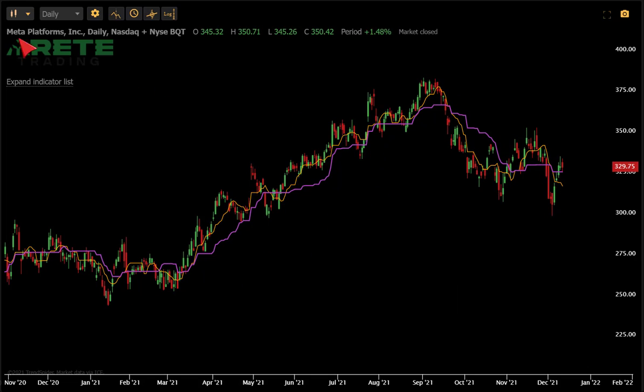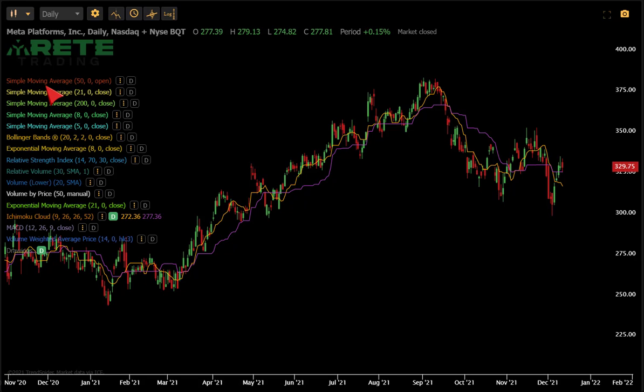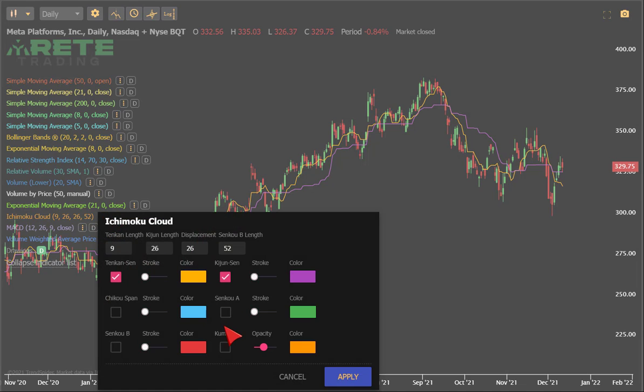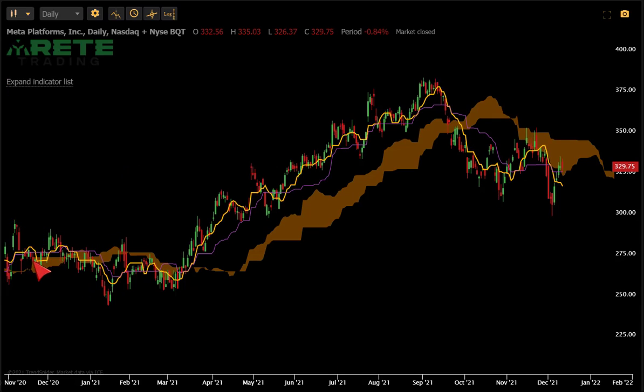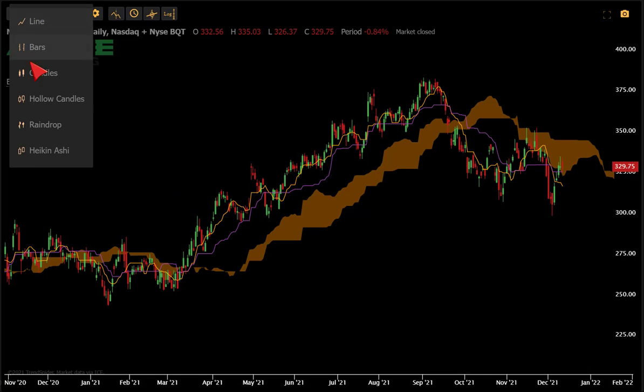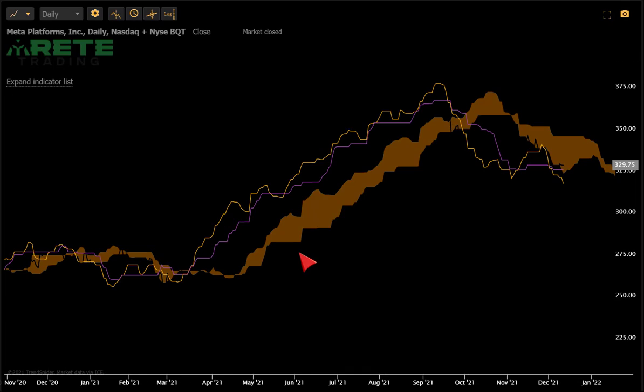Now, let's just throw this in very quickly so you can see what this actually is telling you. The cloud is referred to as Kumo. We're going to refer to it as the cloud. We're going to put this in, and I just want to point this out. So now I'm going to go up here, and I just want to black out price for a moment.